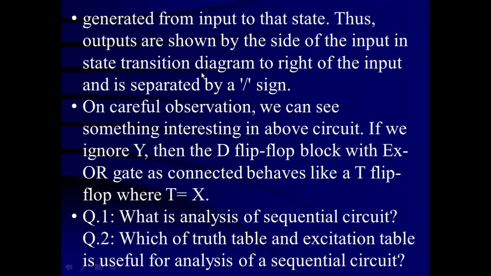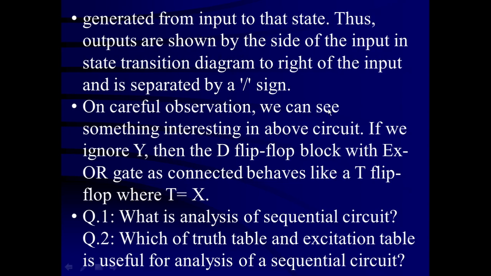So this circuit follows the Mealy model, where the output is generated from the input and the state. That means the next state Qn plus 1 is a function of the present state Qn as well as the input. Thus the outputs are shown by the side of the input in the state transition diagram. So whatever we have learned in the previous case, in figure B the output is shown to the right side and inputs are shown to the left side of the slash inside a circle for a state transition diagram.